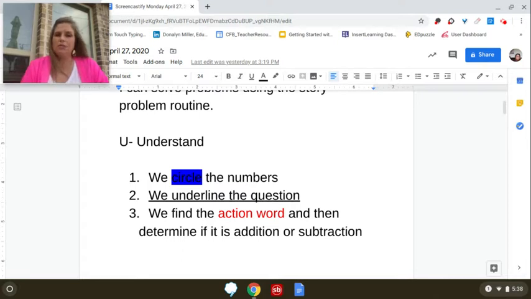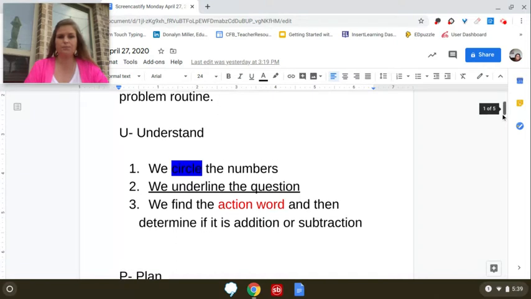The second thing we do is we underline the question. And I've been doing that in the story problems. I hope you've been doing it at your house too. The third thing we do is we find that action word, and then we determine, is it an addition problem, is it a subtraction, or is it even both? Sometimes when we do our multi-step problem, we have both addition and subtraction in them.